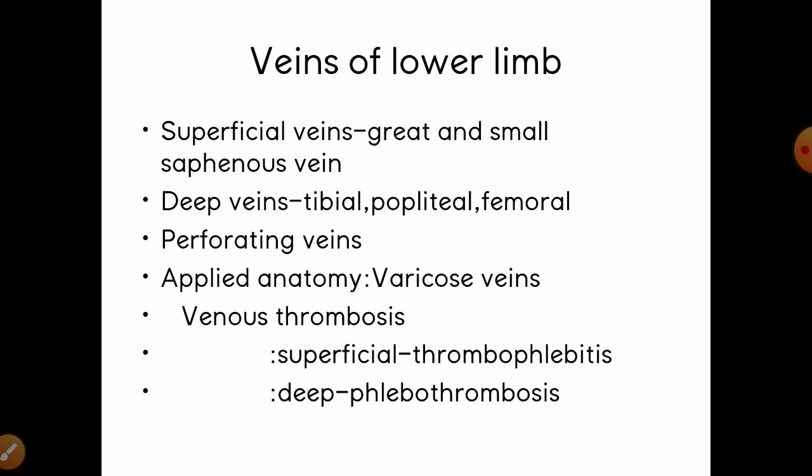Coming to the applied anatomy of superficial veins, we can see varicose veins and venous thrombosis. Varicose veins are dilated and tortuous veins. The causes are incompetency of valves, thrombosis of deep veins, and persistent elevation of intra-abdominal pressure as in case of abdominal tumors or multiple pregnancy.